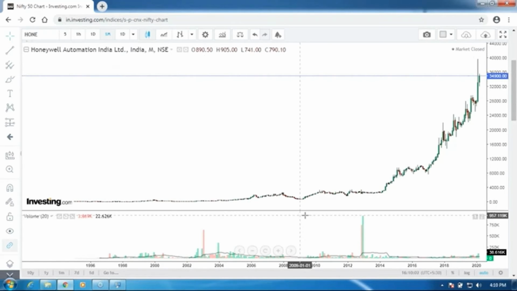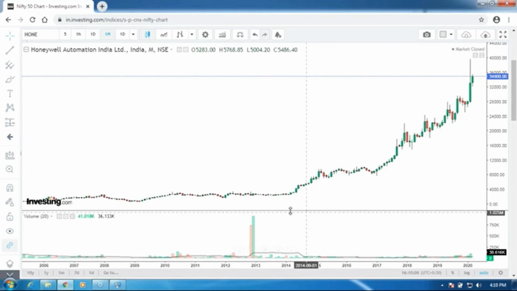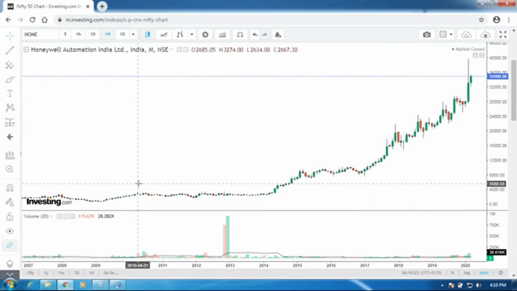Okay, so this here is the chart for Honeywell. Now, when I bought here at 2000 rupees, the stock at some point was about 500 rupees. So it had already gone up 4 times. There's a gentleman I know who bought it at 45 rupees. So I got in at 2000 rupees. Imagine a stock that was trading at 45. I got in at 2000.